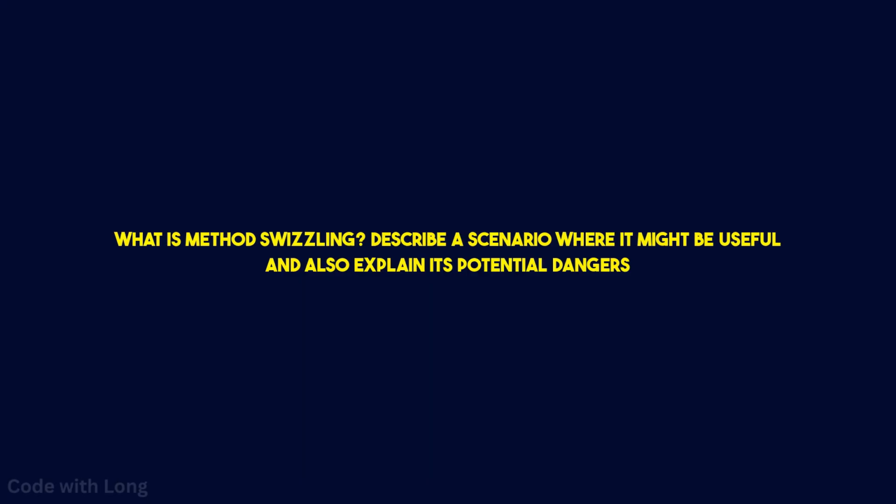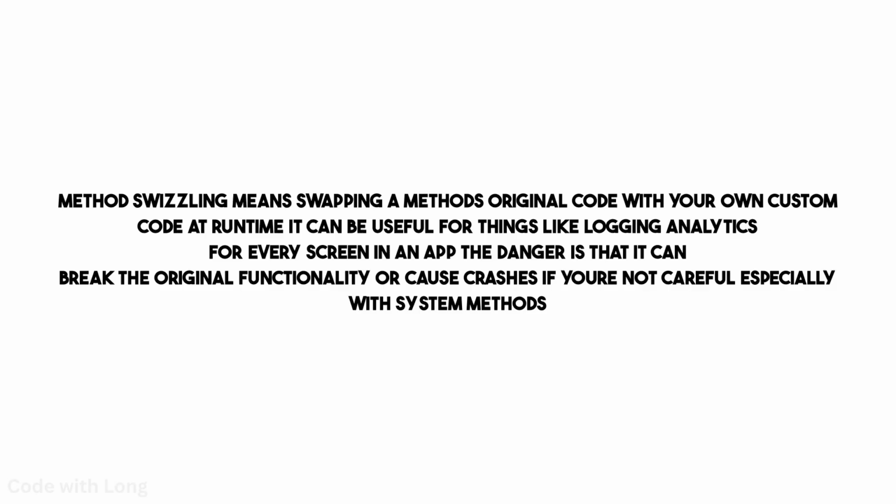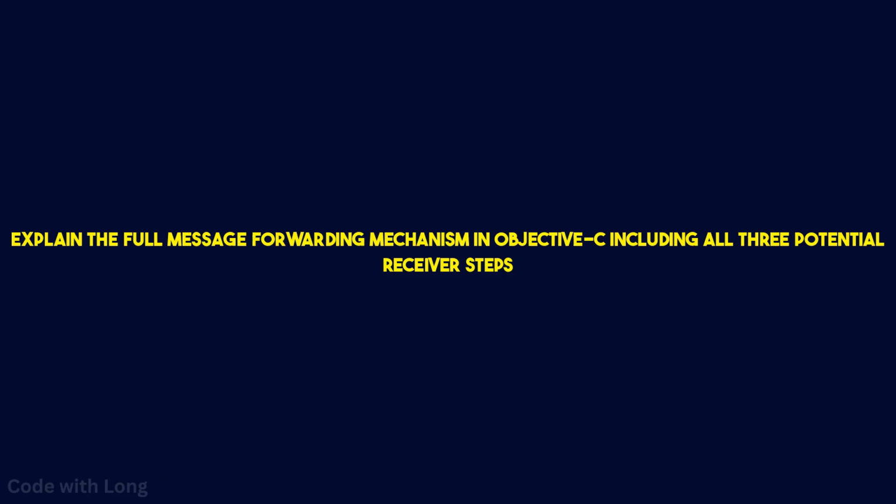What is method swizzling? Describe a scenario where it might be useful and also explain its potential dangers. Method swizzling means swapping a method's original code with your own custom code at runtime. It can be useful for things like logging analytics for every screen in an app. The danger is that it can break the original functionality or cause crashes if you're not careful, especially with system methods.